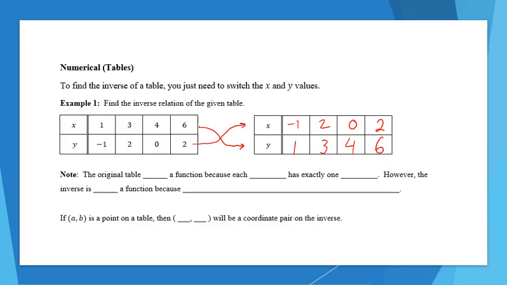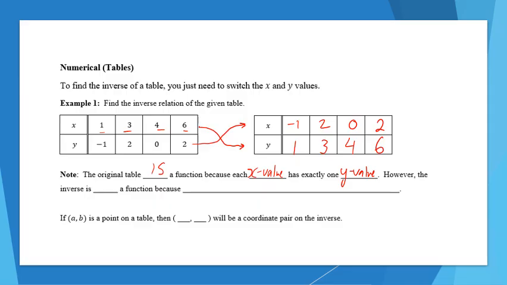If we take a look, the original table is a function because each x value has exactly one y value. So we see every single x has exactly one y. There's not multiple y values for the same x.